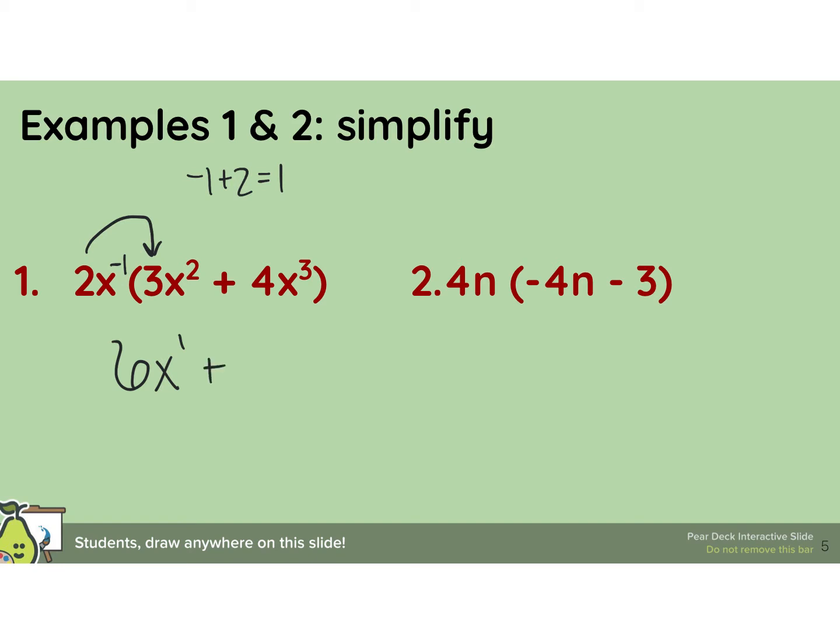Then we have a plus sign. Now we're going to do 2 times 4, which is 8. Put our x. And now we're adding our exponents. We have a -1 plus 3. That gives me a +2. So final answer would be 6x plus 8x squared.